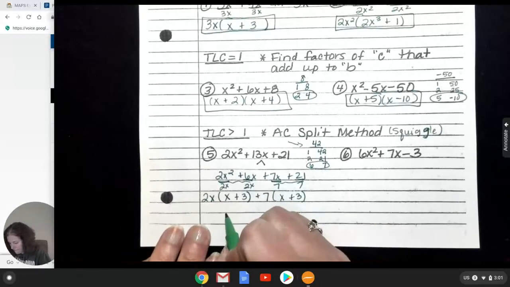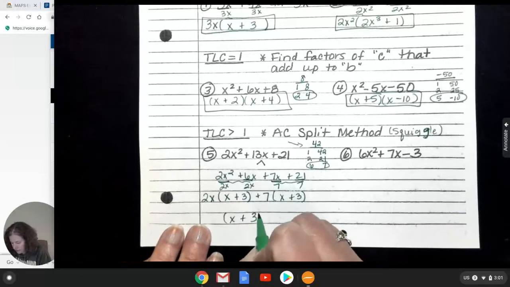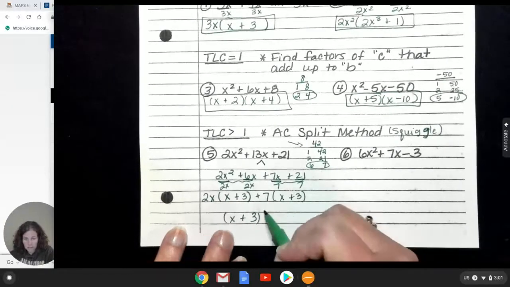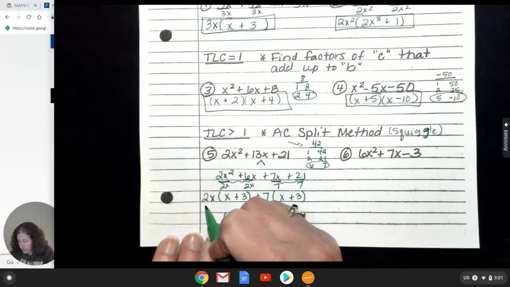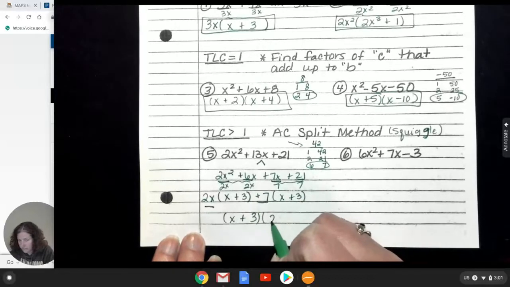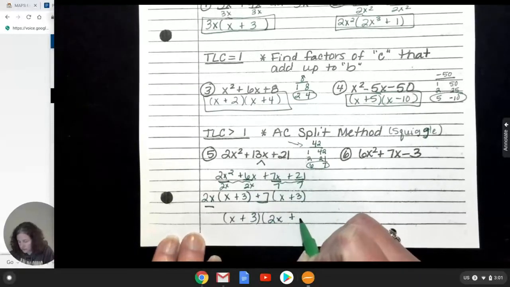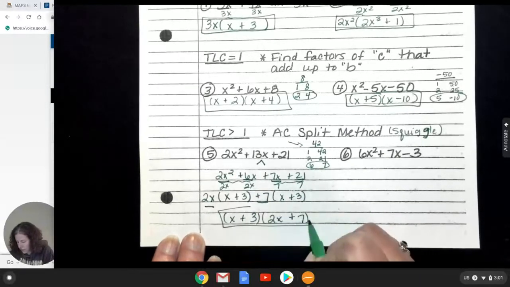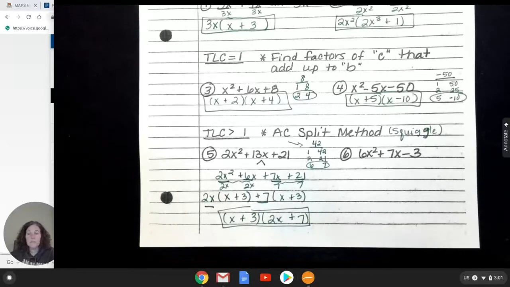They are. So I'm going to do x plus 3 inside parentheses, and my second set is what is outside, so 2x plus 7. That is the factored form, the solution.